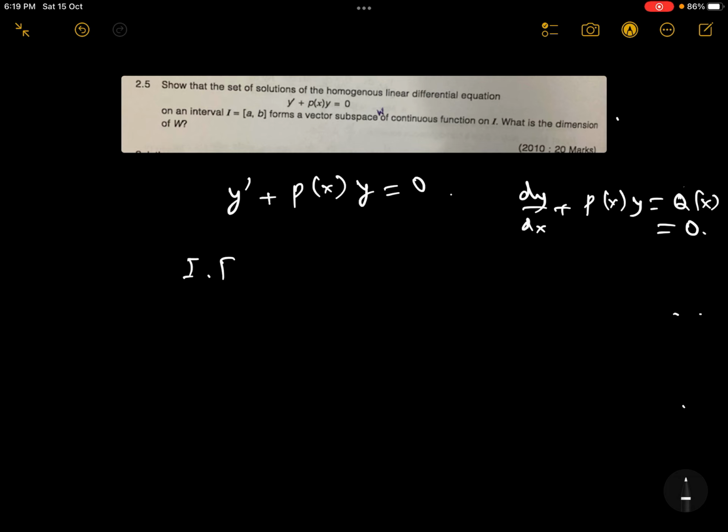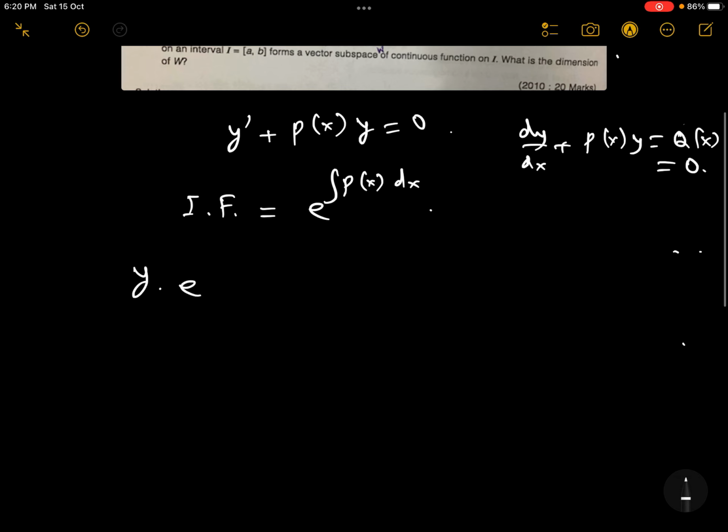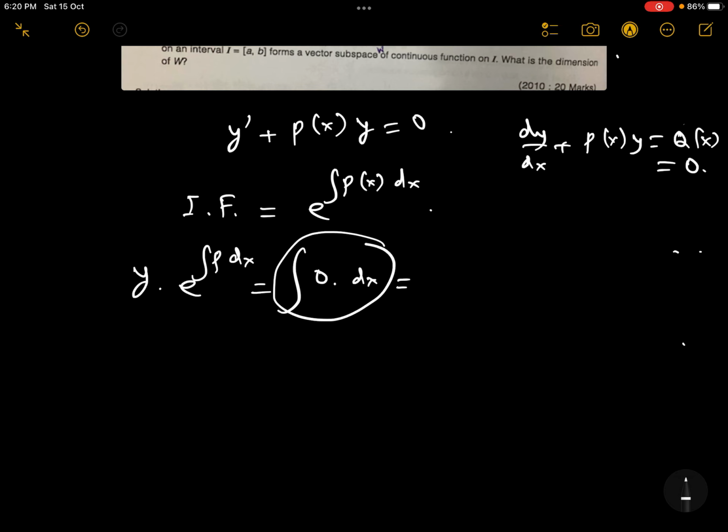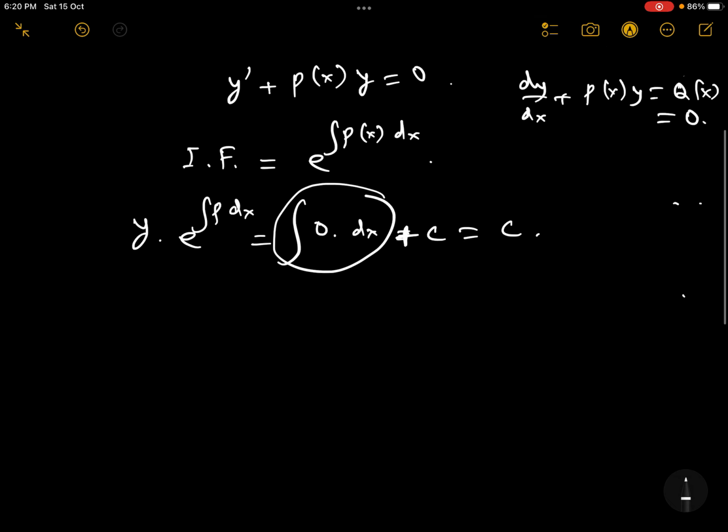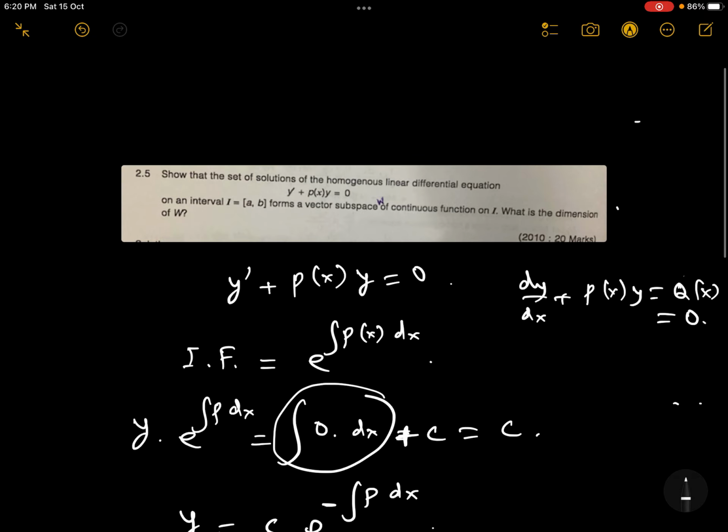Our integrating factor would be equal to e power integral p(x) dx. And so the solution is y e power integral p dx, I'll just write p, okay, equal to integral of q which is 0, dx, this thing will go to 0, plus c, right? Equal to c. Okay, so our solution is c e power minus integral p dx. This is the solution set of the homogeneous differential equation.